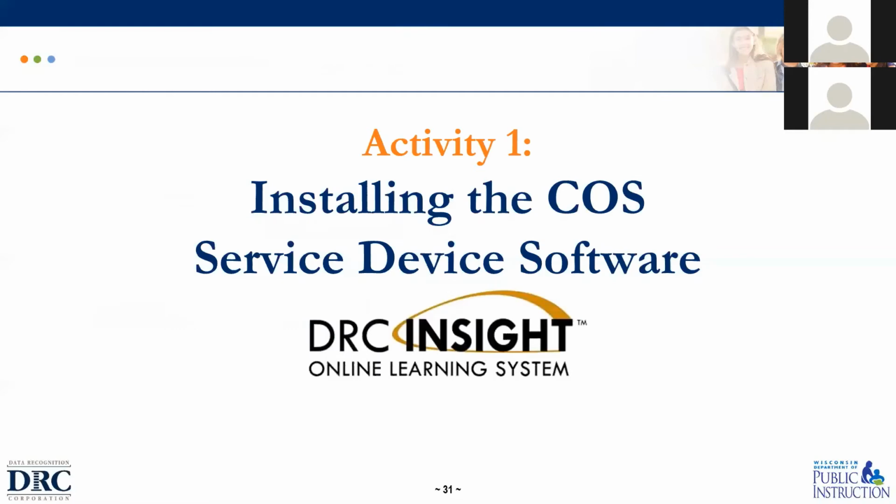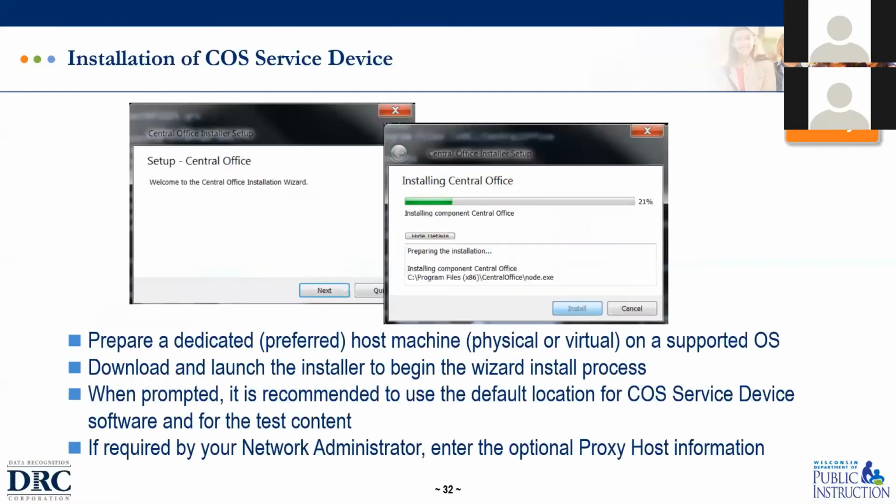So activity 1 is to install the COS service device. The first thing you're going to do is, again, identify preferably a dedicated host, whether it's physical or virtual, using one of the supported operating systems, Windows, Mac, or Linux. And for the supported versions, again, always refer back to the system requirements documents.